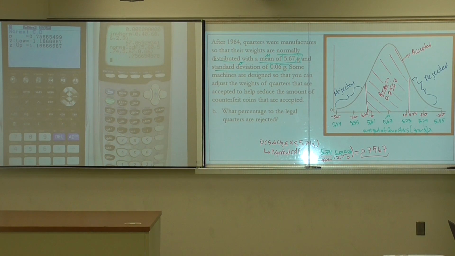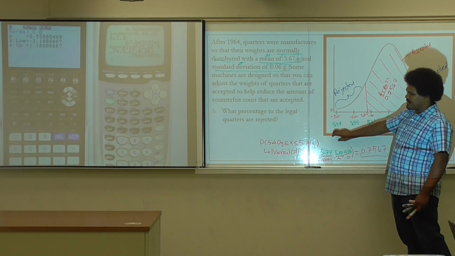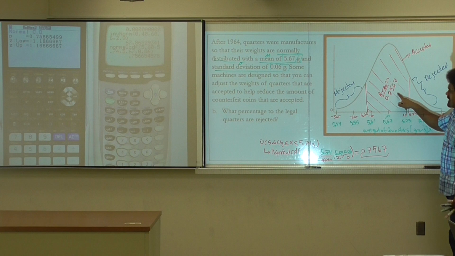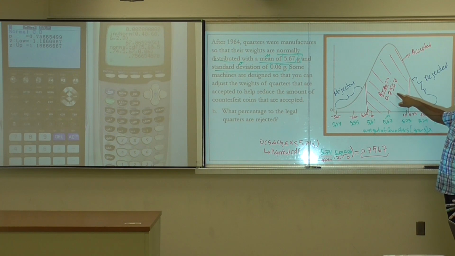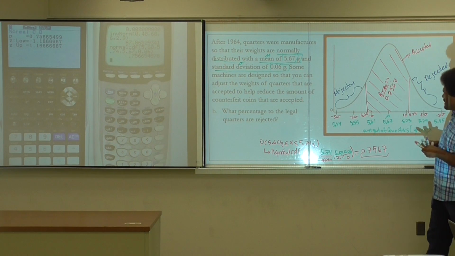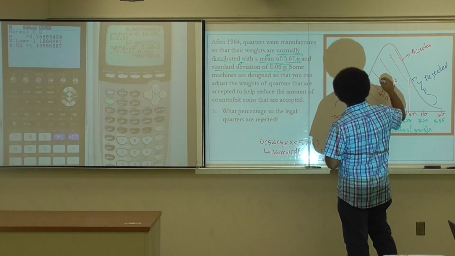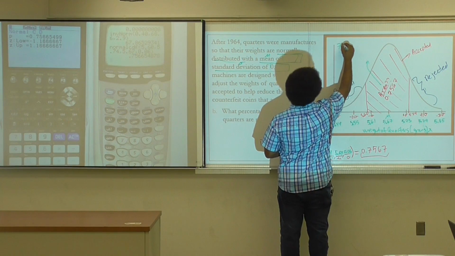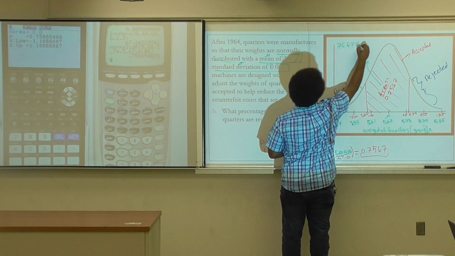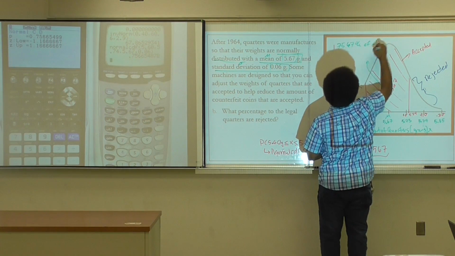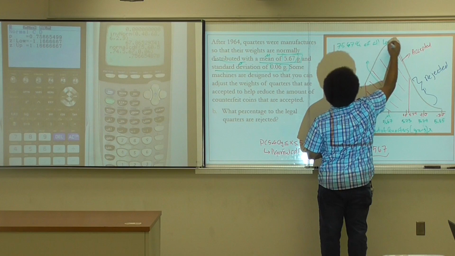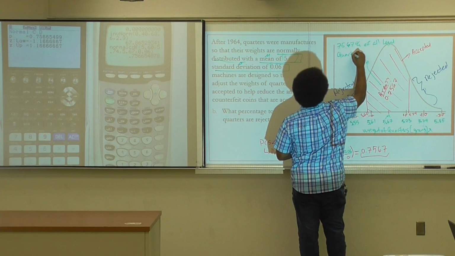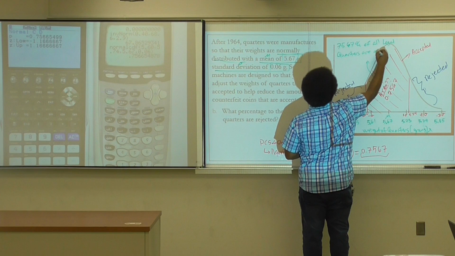Okay, so if you didn't notice from before, we found the probability of accepting a legal quarter, that it was actually accepted. So what does this mean as a percentage? If you want to write this as a percentage, I'll put it here on top. All we know is that 75.67% of all legal quarters are accepted.